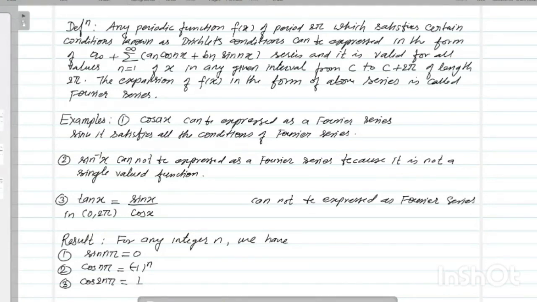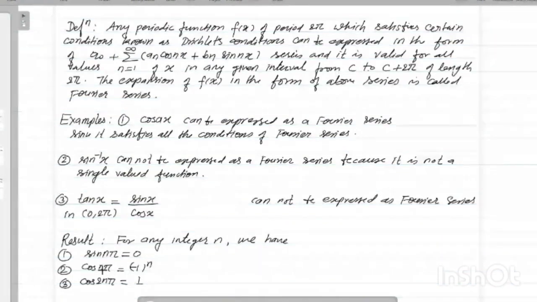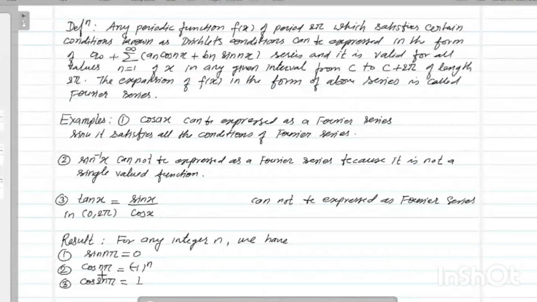And there are many other results, so you can derive them from these. So these are the results we must remember. Sin of a multiple of pi is always 0, and cos n pi is alternating: if n is even, this is 1, and if n is odd, this is minus 1. Even means for 2, 4, 6 it will be 1, and for 1, 3, 5 it will be odd, meaning minus 1. And cos 2n pi is always 1. You have to remember these results. Then, what is the next result?